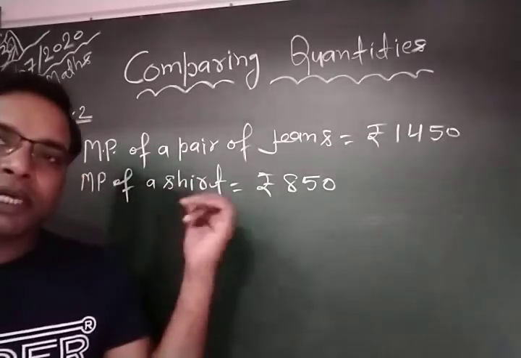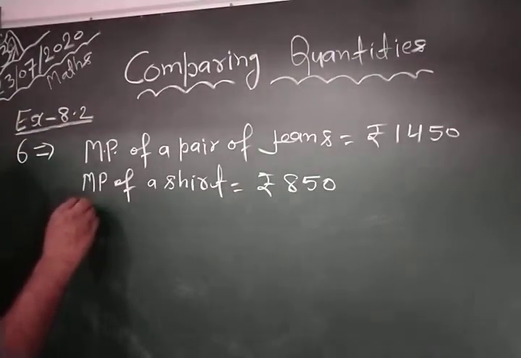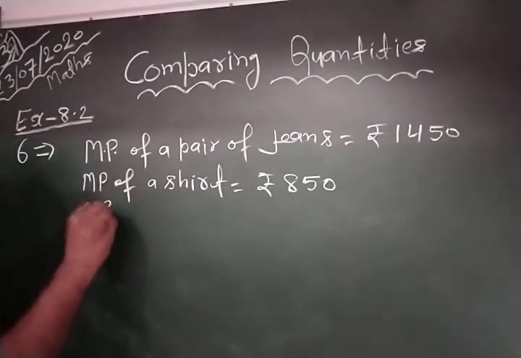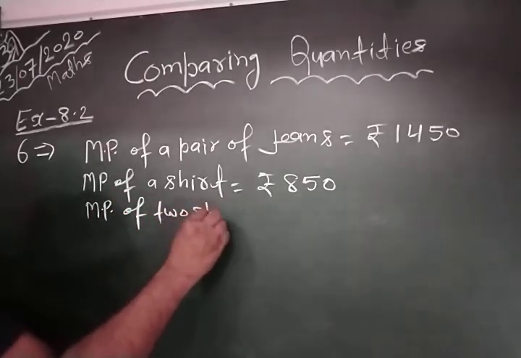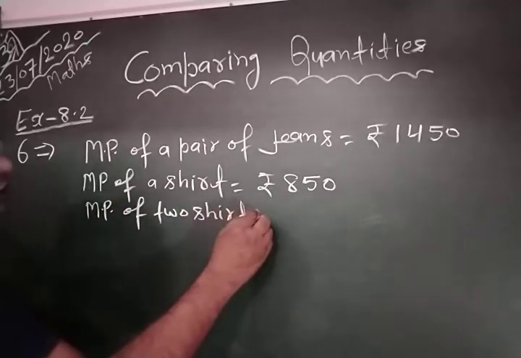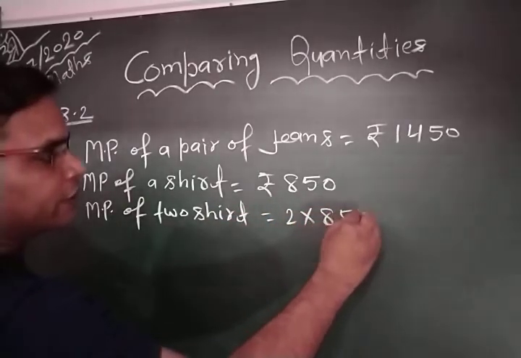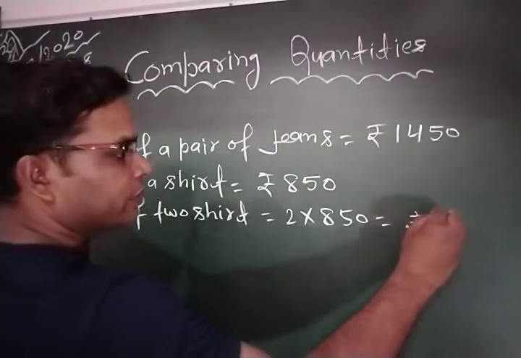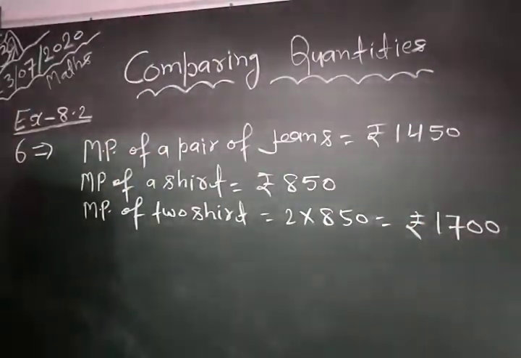So we find the marked price of two shirts. The MP of two shirts is equal to 2 into 850, which is equal to rupees 1,700.